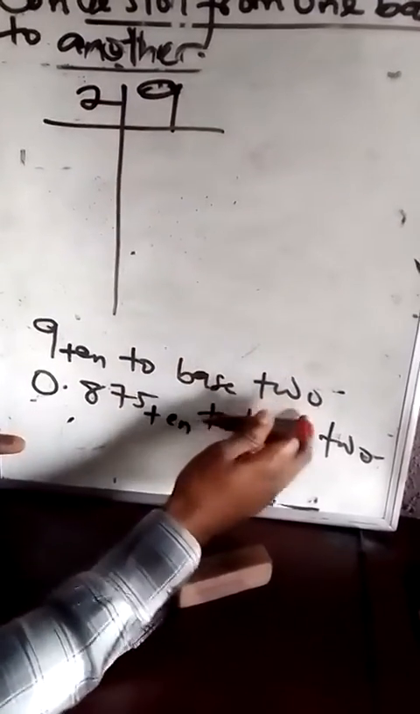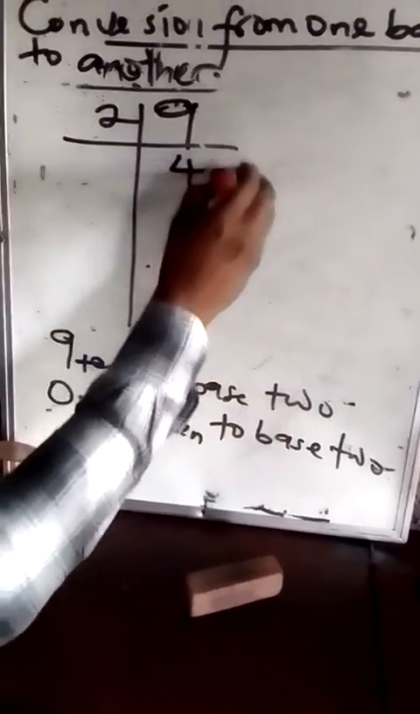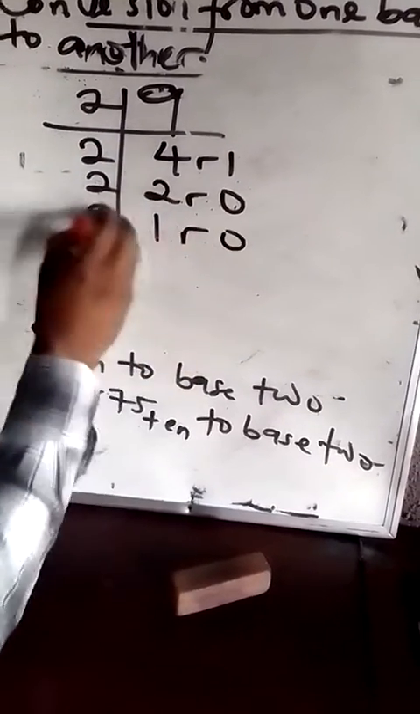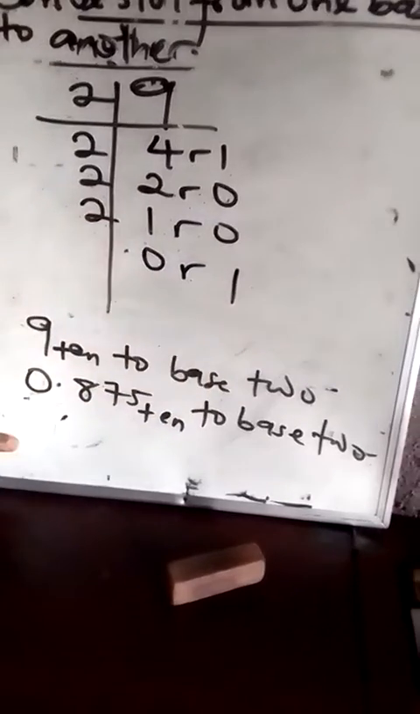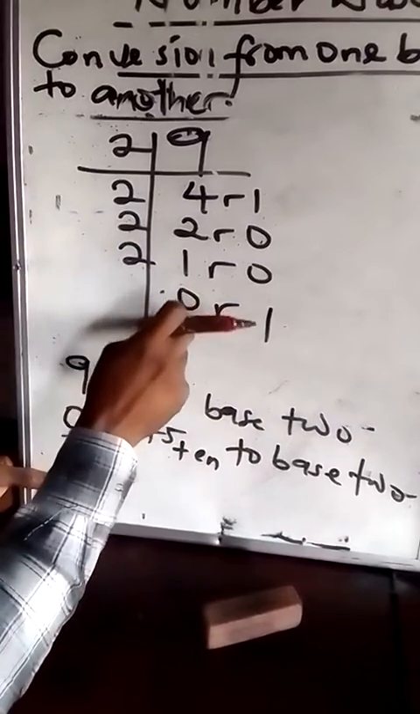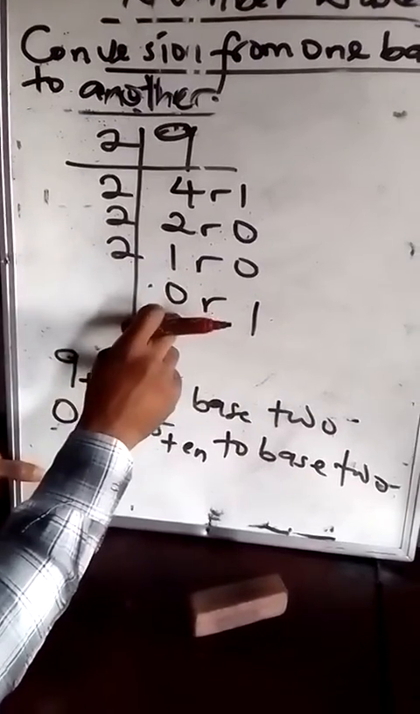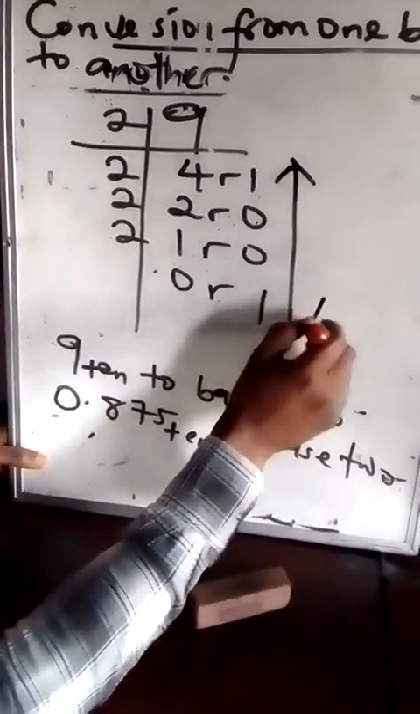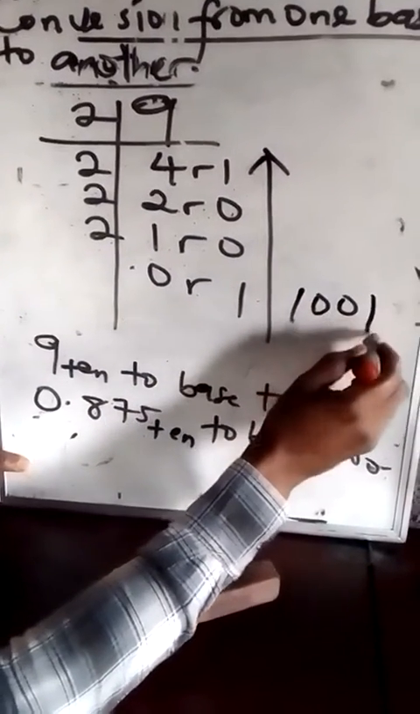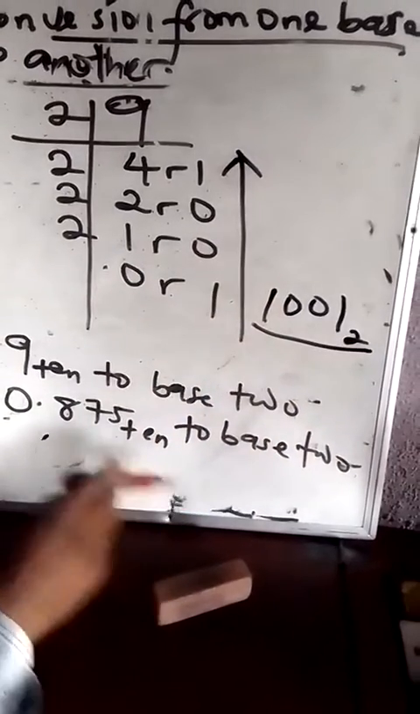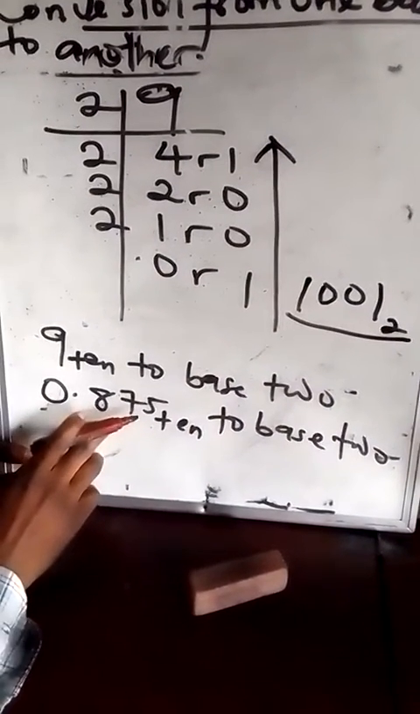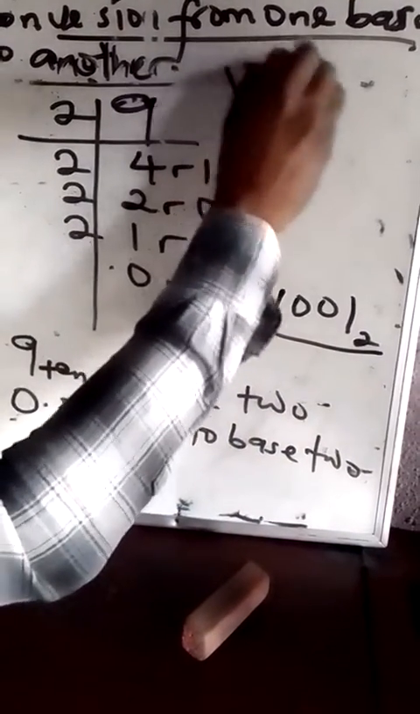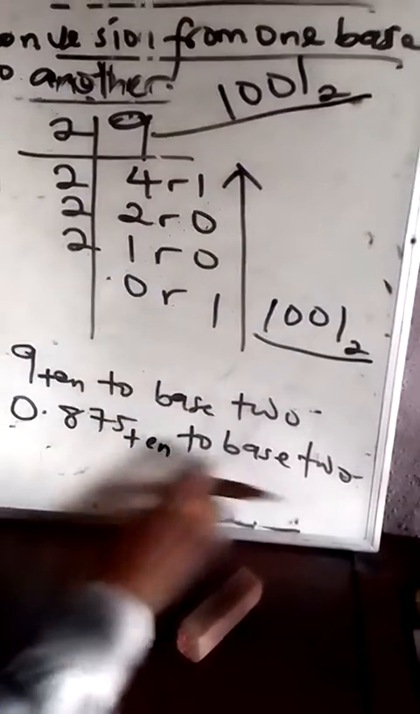So divide by whatever you have. 2 in 9 is 4, remainder 1. 2 in 4 is 2, remainder 0. 2 in 2 is 1, remainder 0. 2 in 1 is 0, remainder 1. Because 2 cannot go in 1, that's why we have 0. When it cannot go, we put 0. The remainder will now be the number that is here. So you pick your answer from the bottom, that will be 1, 0, 0, 1, base 2. So the first answer for this one is 1, 0, 0, 1, base 2. Let's do this second one.